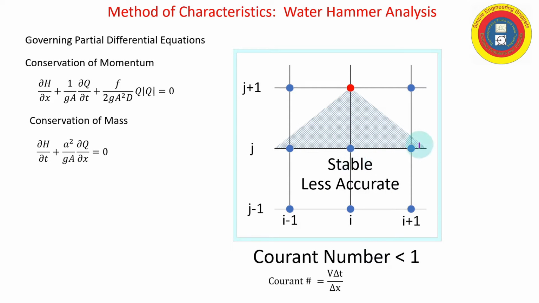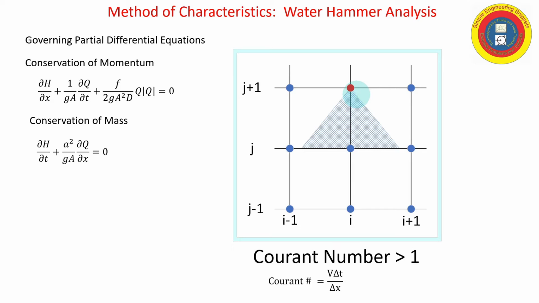Why is it less accurate? Well, we've included in the computational domain information at the tips out here that this node in red, i, j plus 1, does not depend upon. So that's introducing error. So while your solution is stable, it's not going to be as accurate.